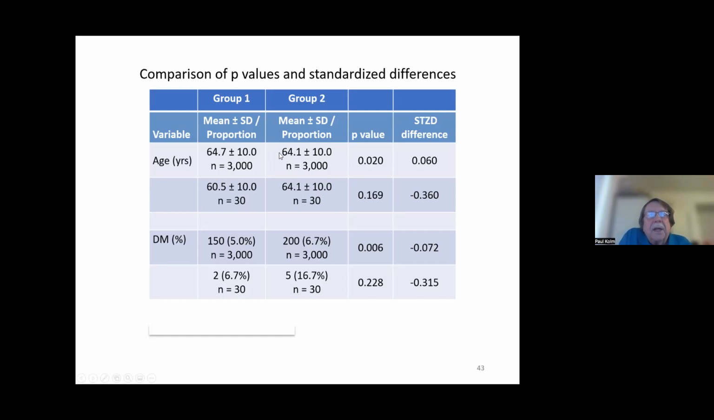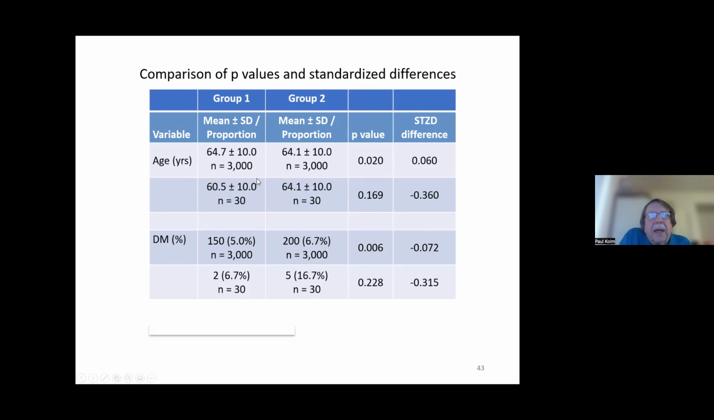Even though it's statistically different, it's probably not really a difference in a meaningful sense. Whereas if we, say, have a similar thing where we have 60.5 in one group and 64 in another group, but only 30, then our p-value is going to be non-significant.